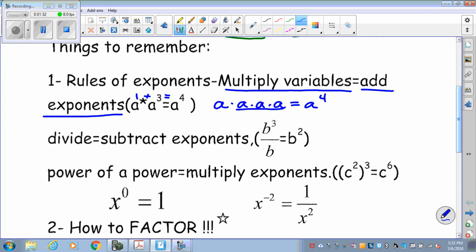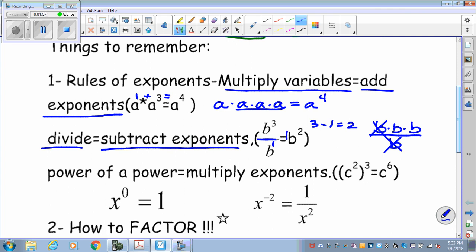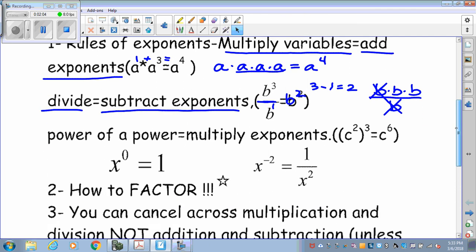Then if I'm dividing, I'm going to subtract the exponents. Here's b to the first power, so I'm going to take 3 minus 1, which is 2, because if I have 3 b's multiplied and then I divide by 1, this cancels out. That's 1, a number divided by itself, and so what I have is b squared. So you're going to subtract if you are dividing, and we've talked about these before.